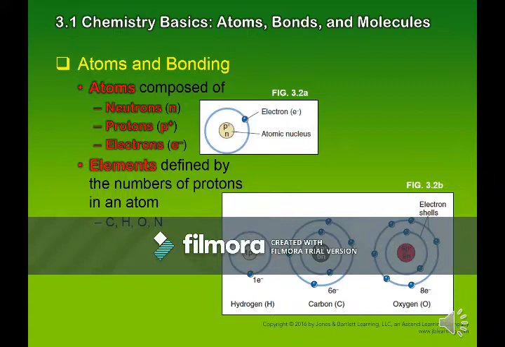Atoms are different by the number of protons in the atom. Now for biological chemistry, the major players we need to think about are hydrogen, carbon, and oxygen. Almost every molecule that's inside of a cell is made up of carbon, oxygen, and hydrogen.